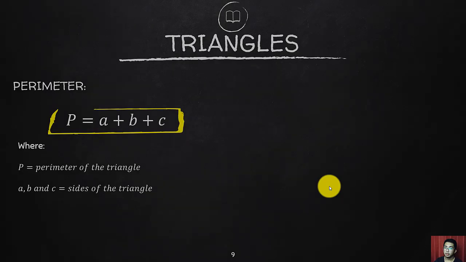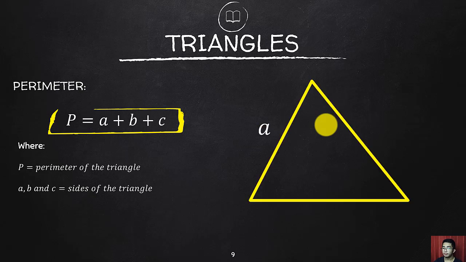For triangles, the perimeter obviously is just the sum of all of the sides. A triangle is a three-sided polygon, right? We're done with our discussions from trigonometry. So this is what a triangle is, correct? The perimeter is A plus B plus C.